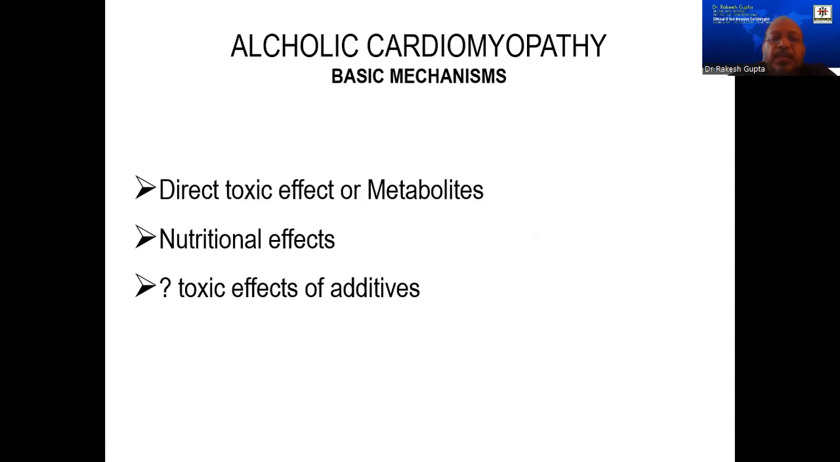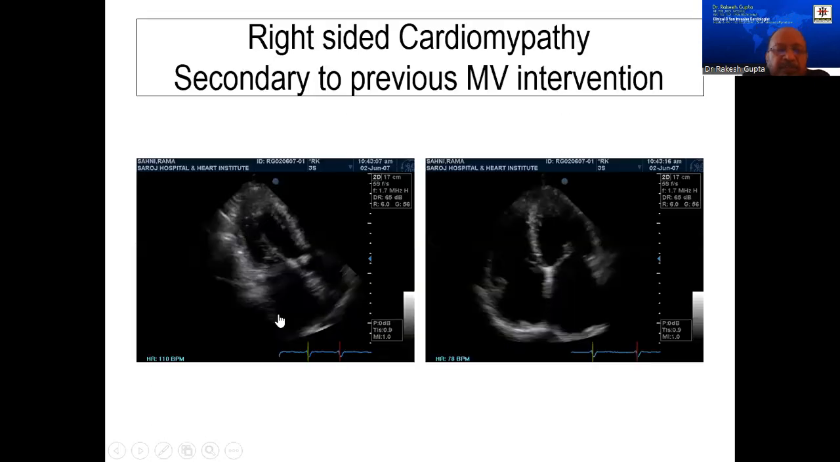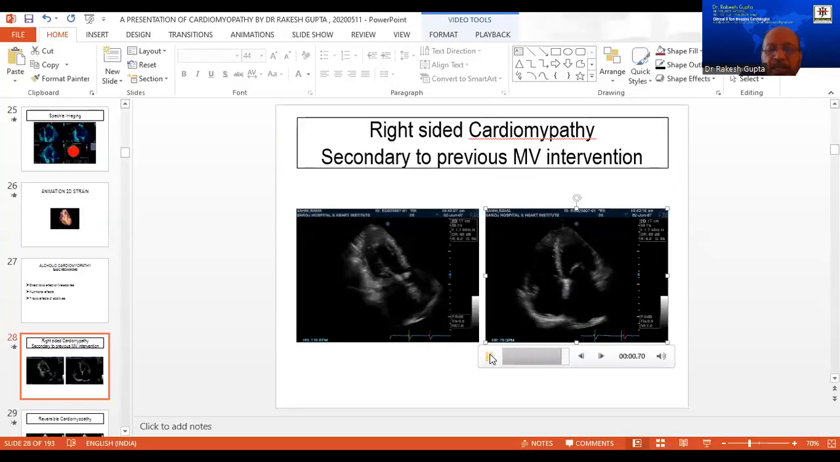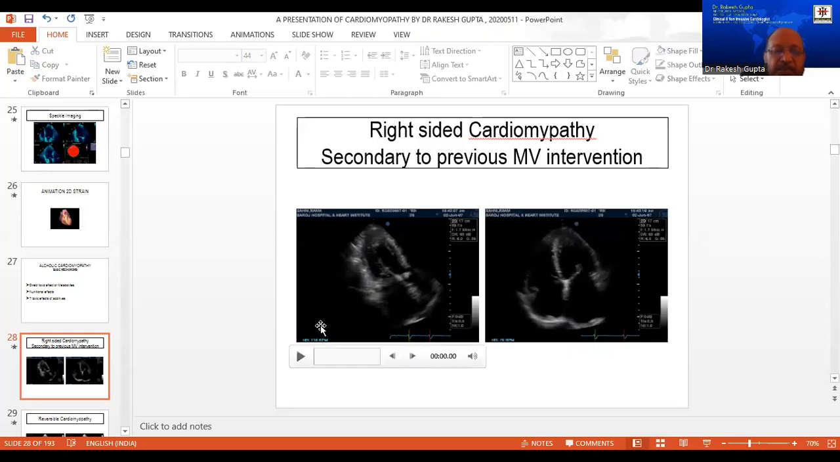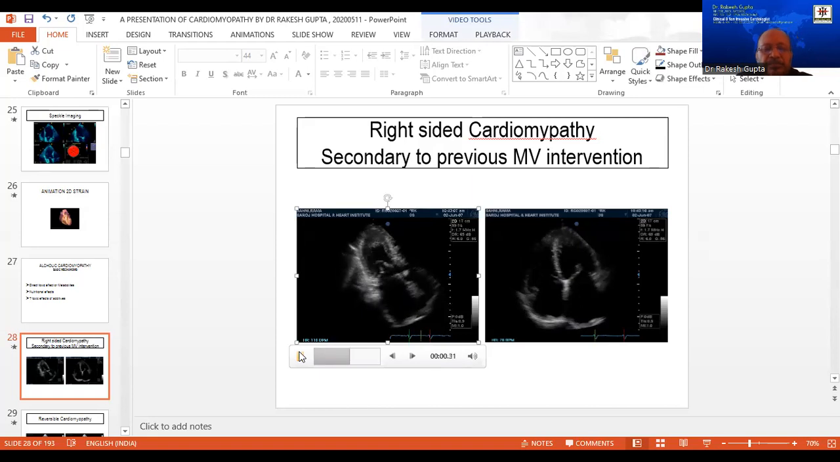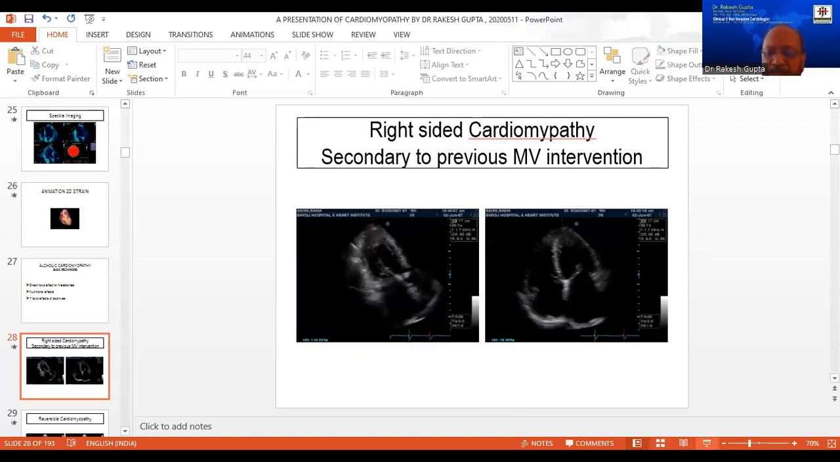Next comes alcoholic cardiomyopathies: direct toxic effect of metabolites, nutritional effects, and toxic effect of additives. Then we have a variety of right-sided cardiomyopathies where the RV also gets involved. How does the RV get involved? When we have involvement of the left ventricle, left atrium, and finally RV and RA. And similarly, in this subset of populations, when we see RV involvement, and this is an apical hypertrophy giving rise to subsequent dilated cardiomyopathies.